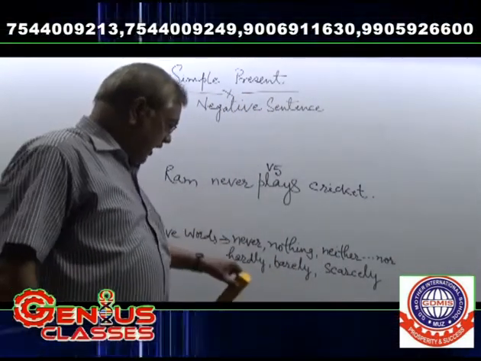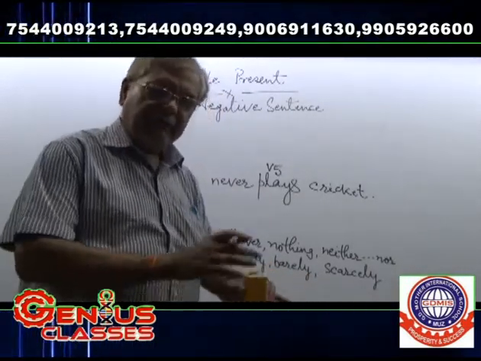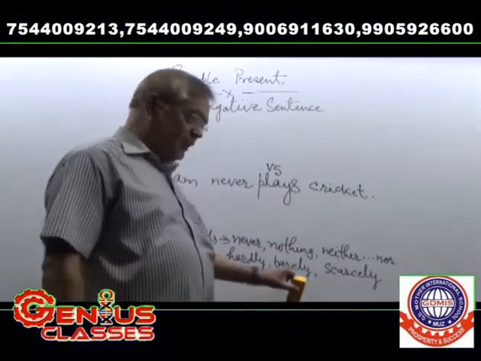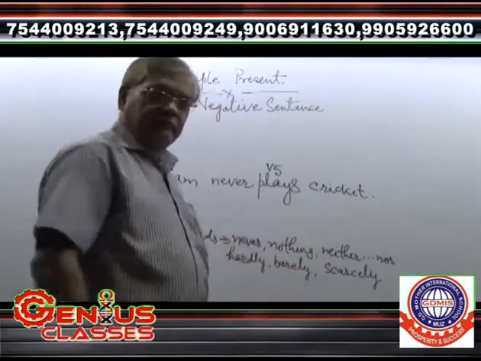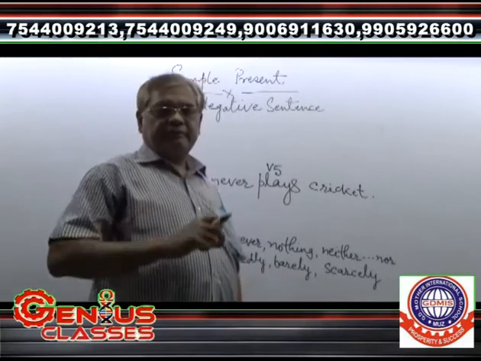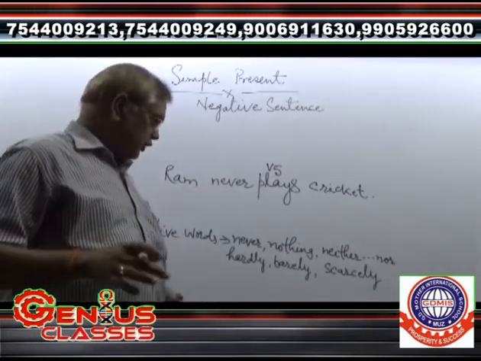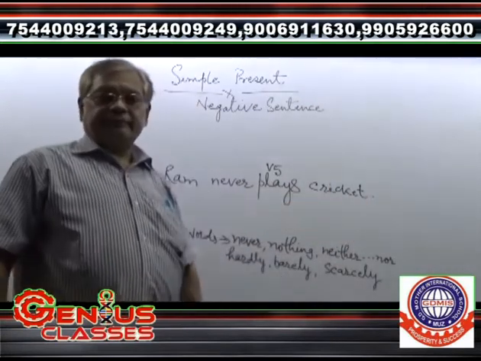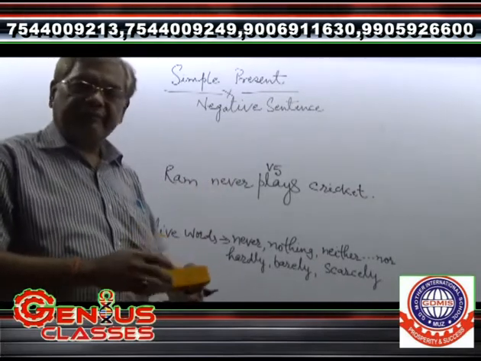Likewise, the words hardly, barely, scarcely are all negative words. Since we write these, the word not is hidden in them. If we apply these words, the word not is not written. So: he hardly plays cricket. So these are the terms of the negative sentence.